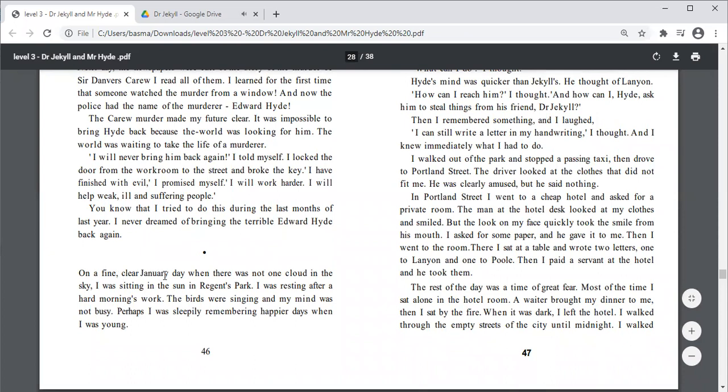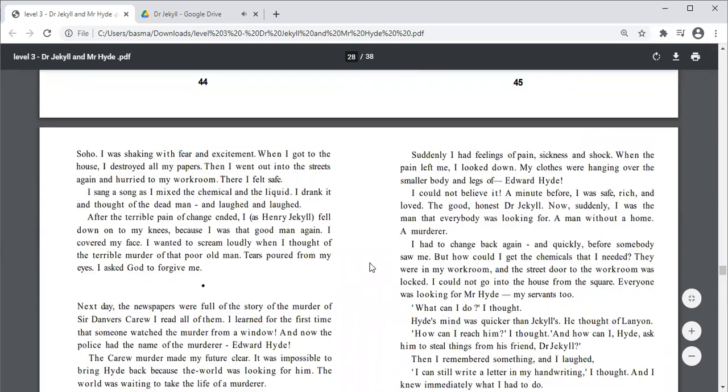On a fine, clear January day, when there was not one cloud in the sky, I was sitting in the sun in Regent's Park. I was resting after a hard morning's work. The birds were singing, and my mind was not busy. Perhaps I was sleepily remembering happier days when I was young. Suddenly, I had feelings of pain, sickness, and shock. When the pain left me, I looked down. My clothes were hanging over the smaller body and legs of Edward Hyde.